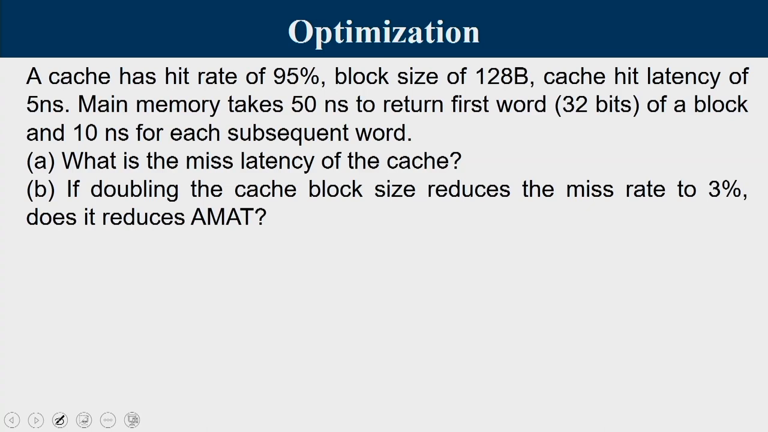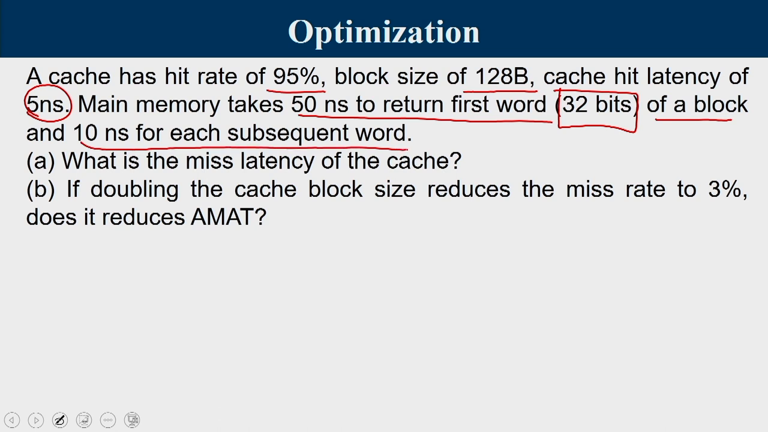A cache has a hit rate of 95%, a block size of 128 byte, cache hit latency of 5 nanosecond. Main memory takes 50 nanosecond to return the first word. So, here one word is defined as 32 bits. So, it takes 50 nanosecond to return the first word of a block and 10 nanosecond for each subsequent word. What is the miss latency of the cache? That is the first question. If doubling the cache block size reduces the miss rate to 3%, does it reduce average memory access time?